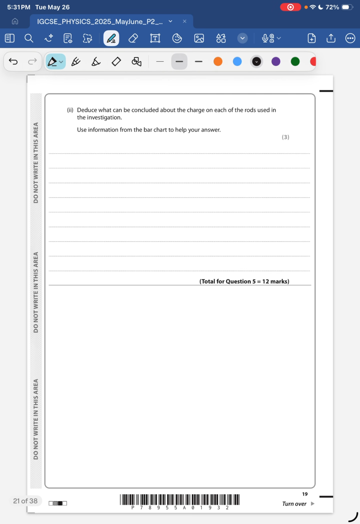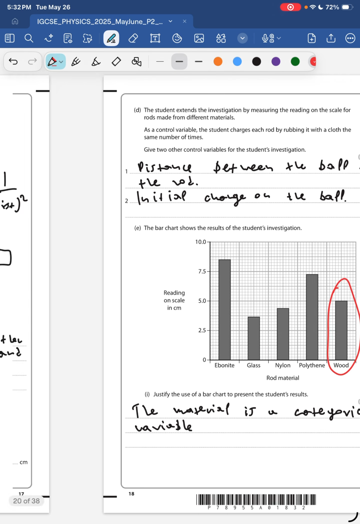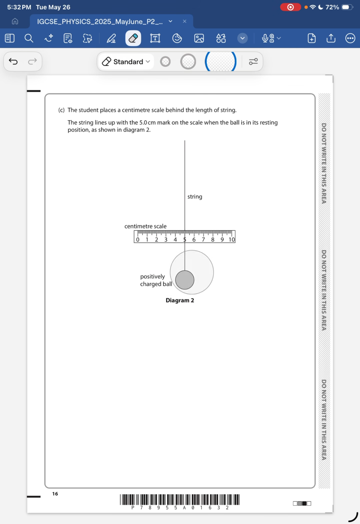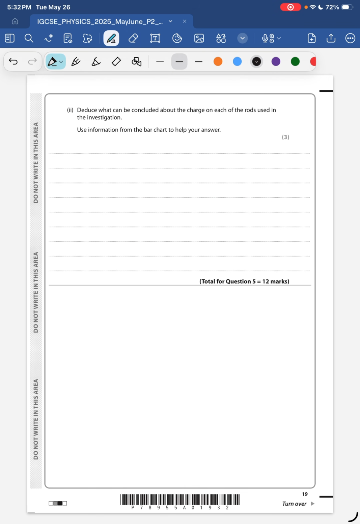Okay. 2. Deduce what can be concluded about the charge on each of the rods used in the investigation. Use information from the bar chart to help you answer. Okay, so I will start with wood. So wood is at 5 centimeters. So remember that 5 centimeters is the equilibrium position, okay? Which means that there was no force on this object, okay? Which means that the wood is not charged, pretty much, okay? So let's go back and read it. So wood, no charge, okay? Since there is no motion.